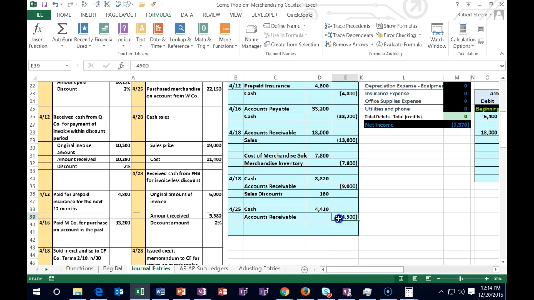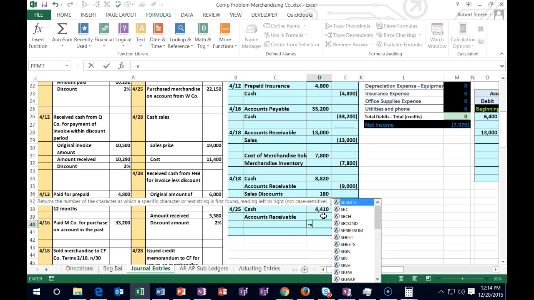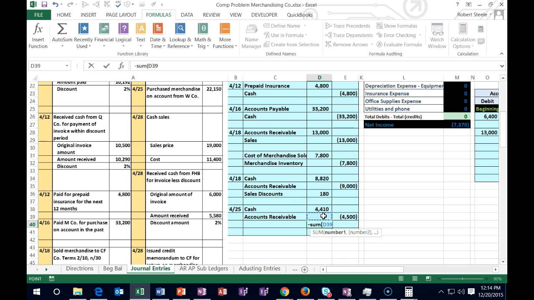Now we can see the credits are beating the debits, so we need a debit of $90. And so I'm going to do that with the negative sum function. And there we have it. So that 90, it's just the 4.5 minus the 4,410 is the 90. That's the amount of the discount.